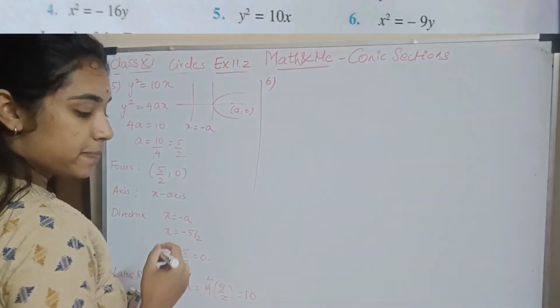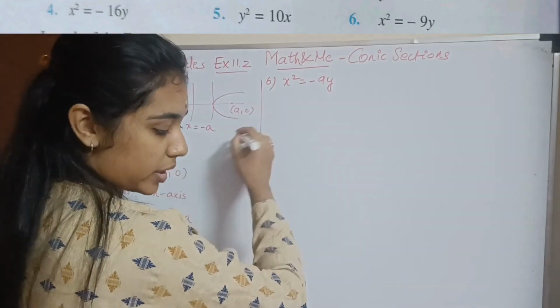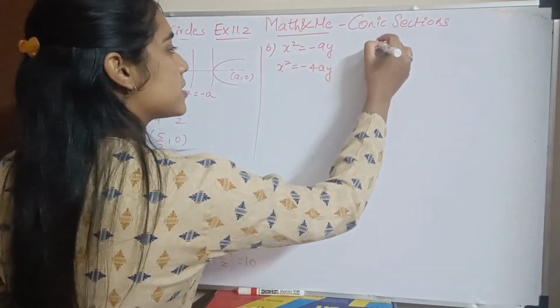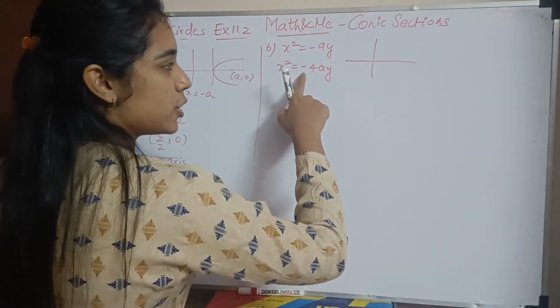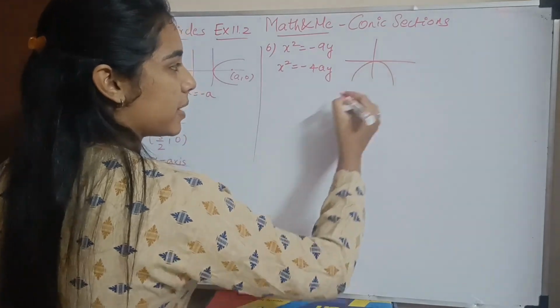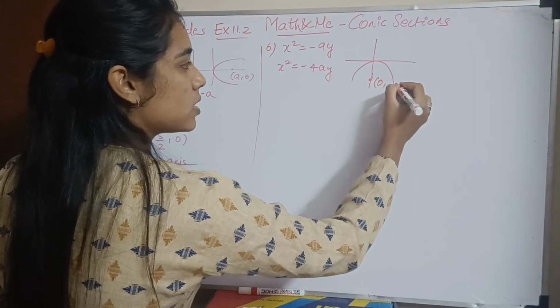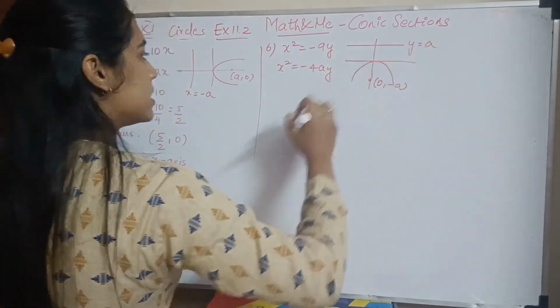Question number 6. X square equals minus 9y. So this is of the form x square equals minus 4ay. So how does your parabola look like? X square. So it's symmetric about the y-axis. You have a minus. So it's a downward parabola. So this is your focus. It is 0 comma minus a. This is your equation to the directrix, which is y equals a.